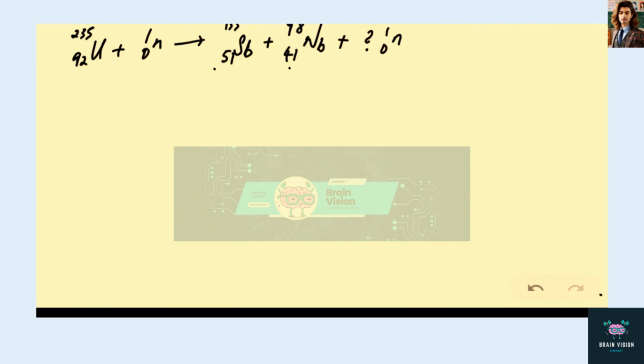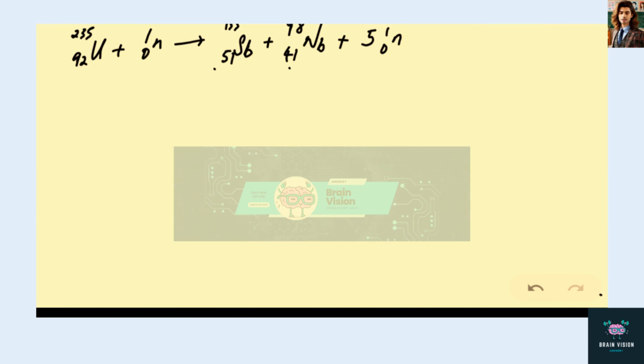So what we do is we take 236 minus 133, minus away 98, and we get a remainder of 5. Right? So the neutrons must give a total of 5 nucleon number, and that means that there must be 5 neutrons.